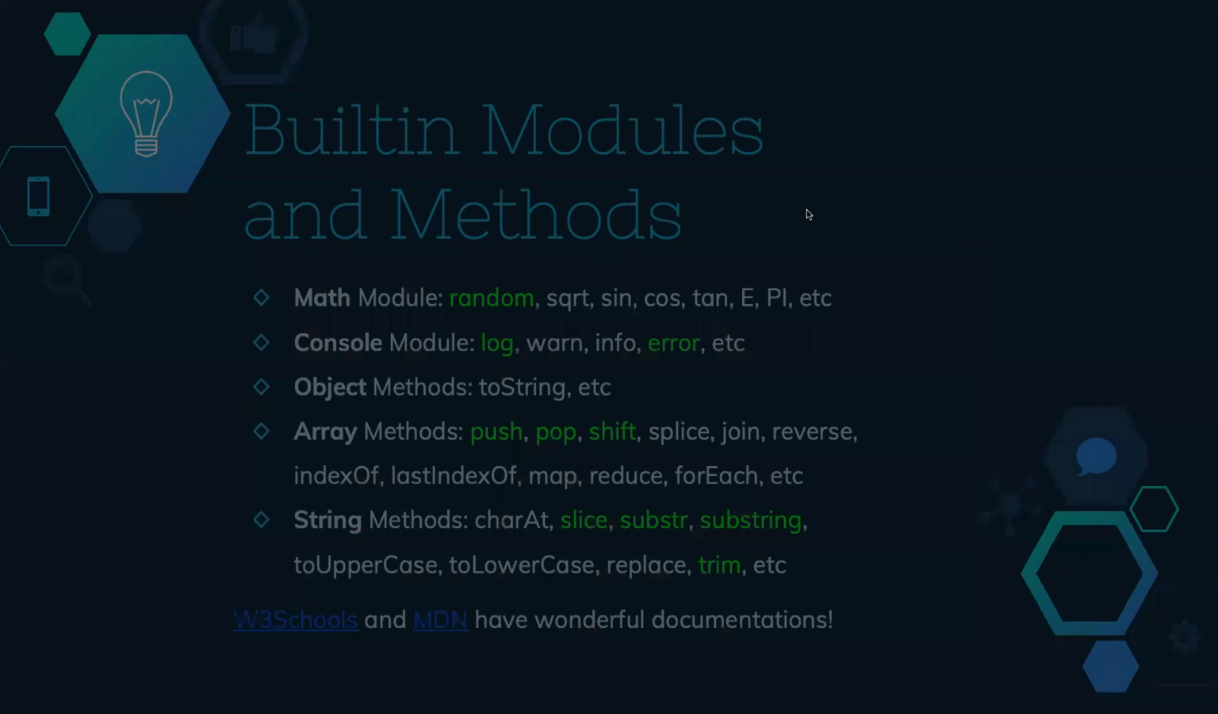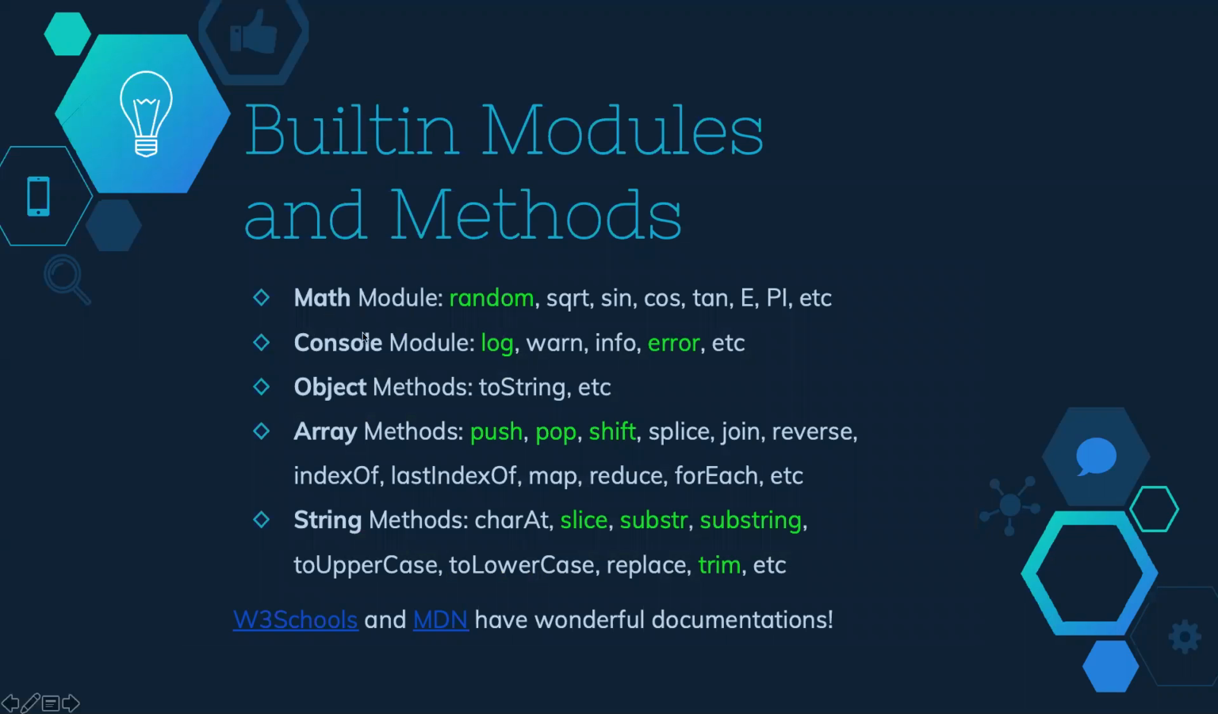Okay. So we also have built-in modules, like for math. You can use the math module. You can use random, square root, sine, cos, tan, pi, and all. Then for console, we already saw console.log, but you can also use info, error. Websites use this more. And then for objects, we have seen the toString method. For arrays, you can push something into an array, like adding something. You can pop, you can shift, you can splice it, splitting and slicing or something like that. And then you can join, you can reverse. So these are libraries which are built in.